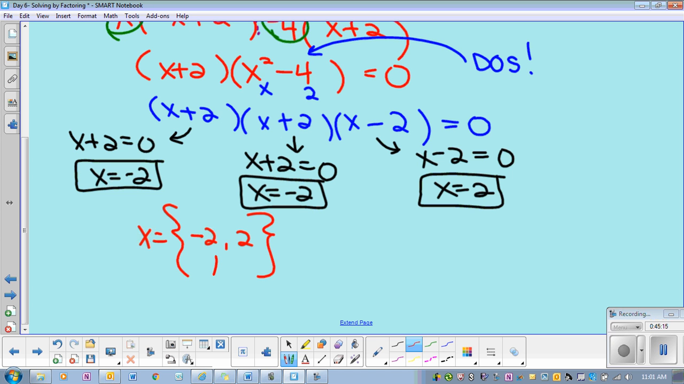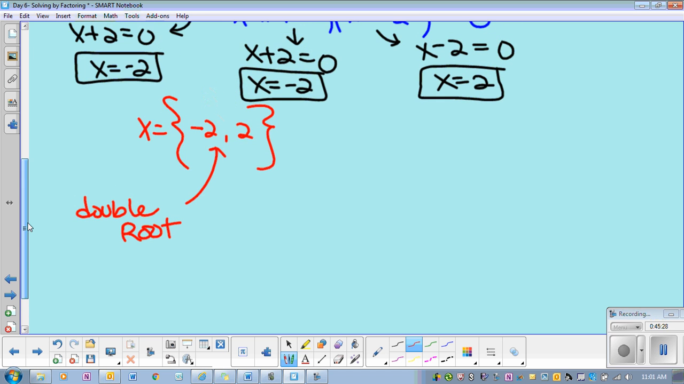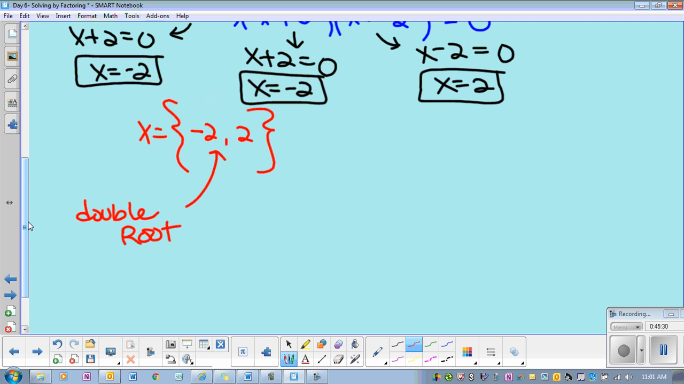Here's the thing, though. If you write it only one time, please make sure that you note that this -2 is something called a double root. Double because there are 2 of them. And it's a root because, remember, that's one of the names for the solution. Solution, root, zeros, and x-intercepts. Right? Double root. Okay?